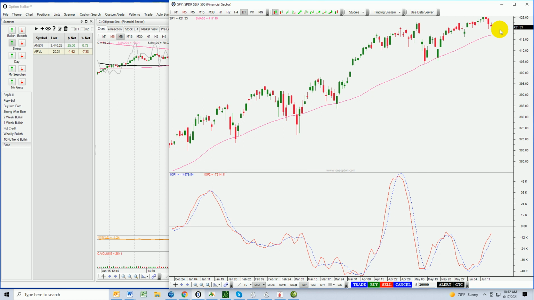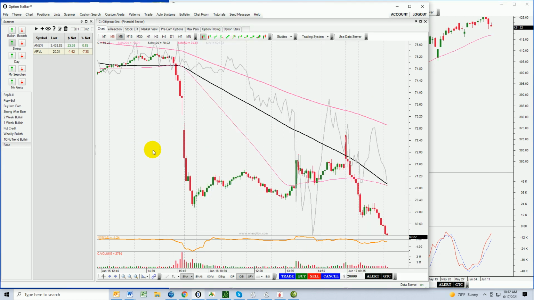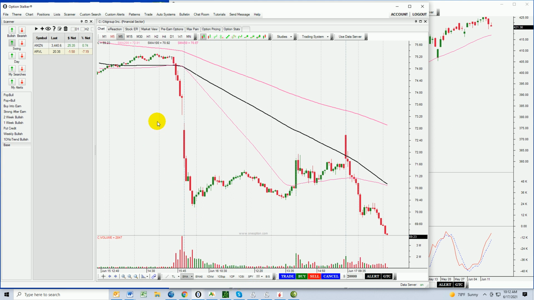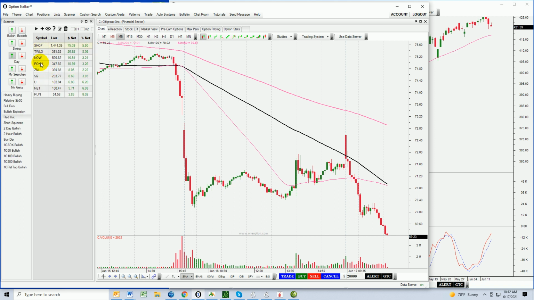I don't know, but we are finding incredible stocks to trade today. So let's take a look at a few of those and let's get some of this information off the chart so that we can zoom in on them better. I'm going to go into some of the day trading searches here. I'm going to go into red hot. Let's see what we've got cooking here.